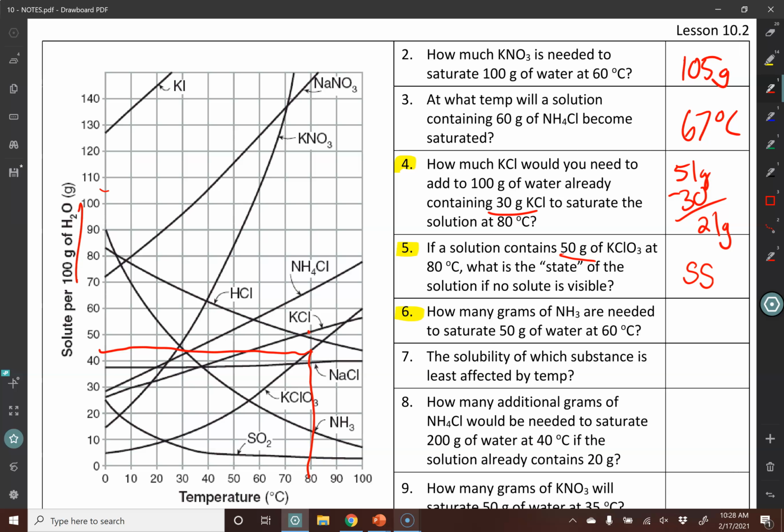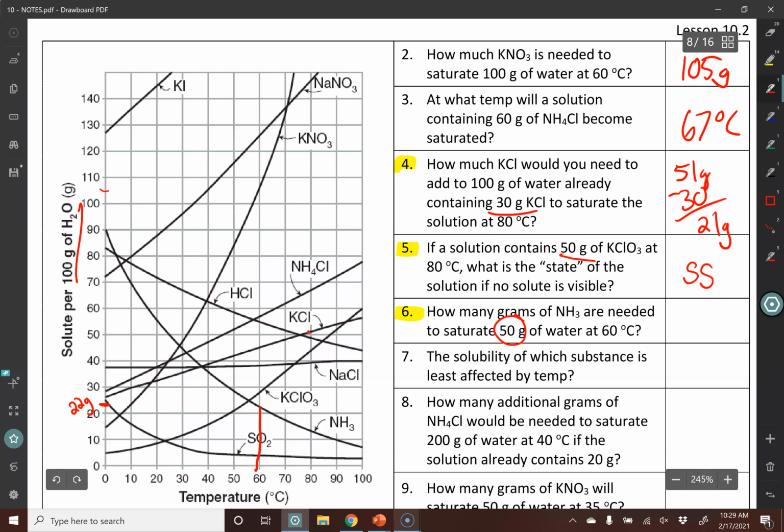If solute was visible, that would mean that the solution was saturated because it couldn't hold any more. But since we are over the line and no solute is visible, that describes a supersaturated solution. All right, last of the 3. We've got ammonia solution at 60 degrees, 50 grams of water. All right, so 60. Let's find the ammonia curve. Ooh, there it is. Yeah, maybe that's about 22 grams.